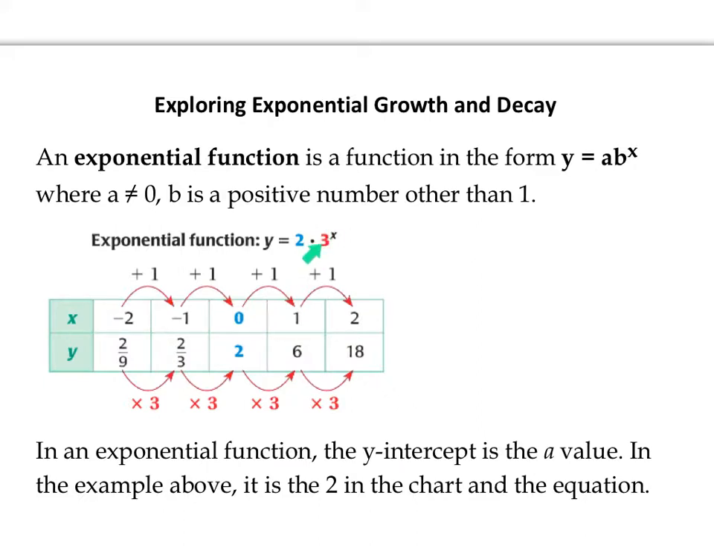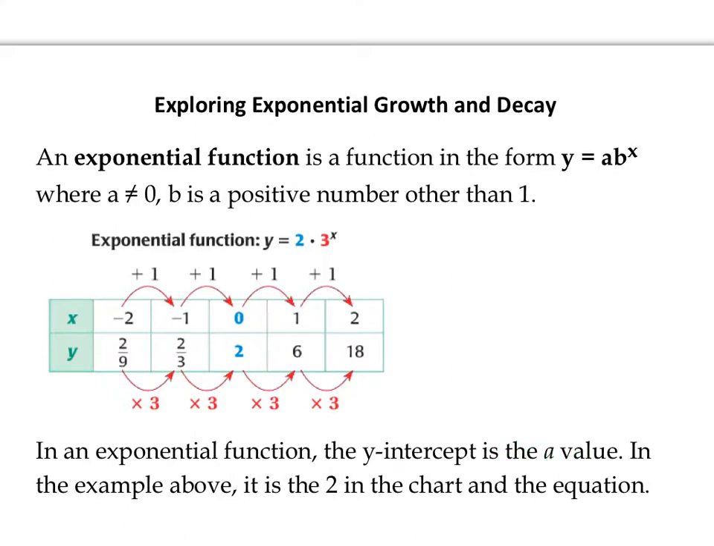So 3 to the 0 power is equal to 1 times 2. So what you're going to notice here is that the y-intercept, when you put an x value of 0 into an exponential function, you're always going to get the a value for your y-intercept. Because any number, whatever b is, to the 0 power is going to be 1. 1 times a is just a. So when you plug a 0 in for x, you will always get the y-intercept. The y-intercept of an exponential function will always be the a value.